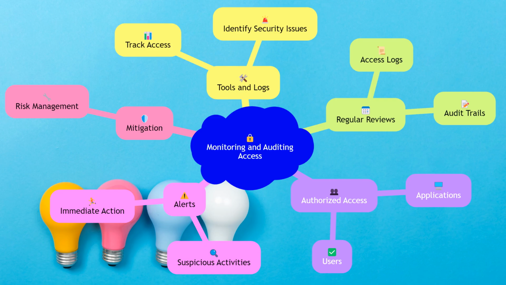Monitoring and auditing access to your repositories is a key component of a security and compliance plan. GitHub provides various tools and logs to help you track access and identify potential security issues. Regularly review access logs and audit trails to ensure that only authorized users and applications are accessing your repositories. Implement alerts for suspicious activities and take immediate action to mitigate any identified risks.